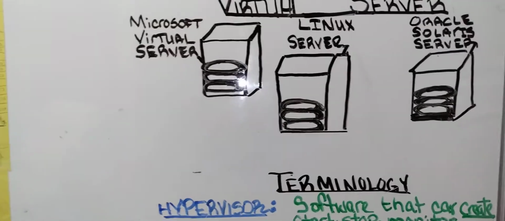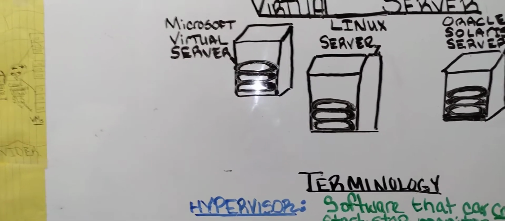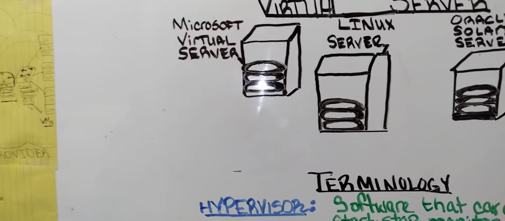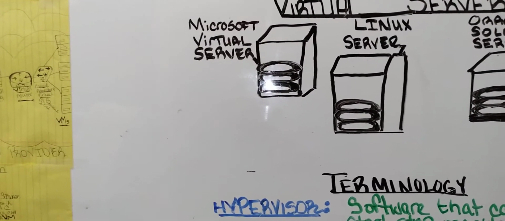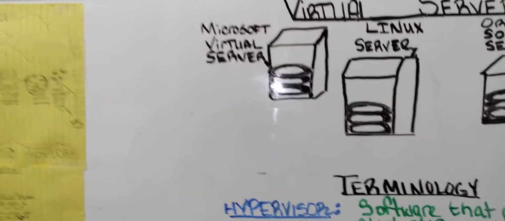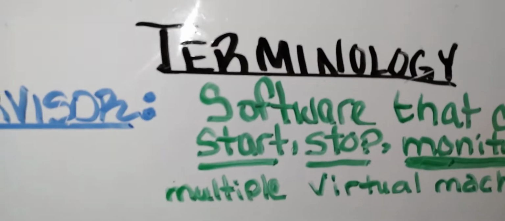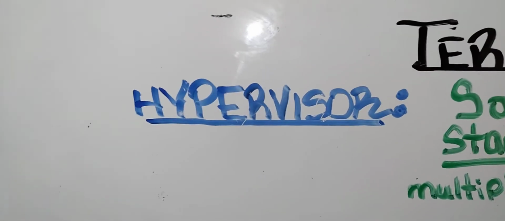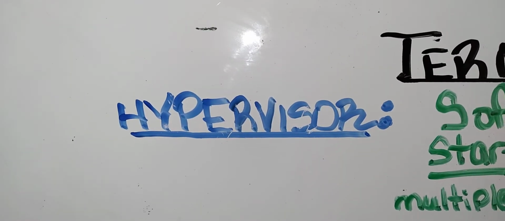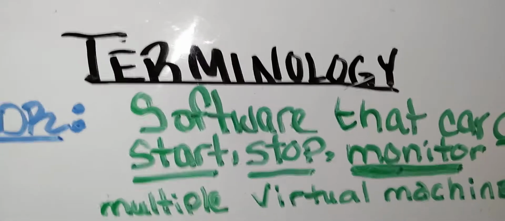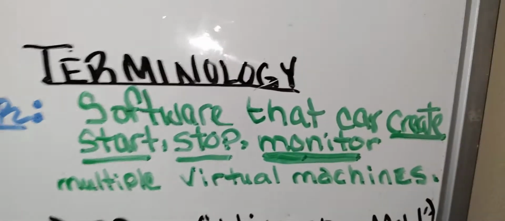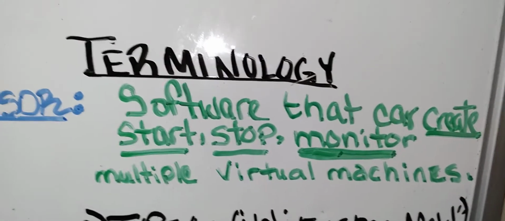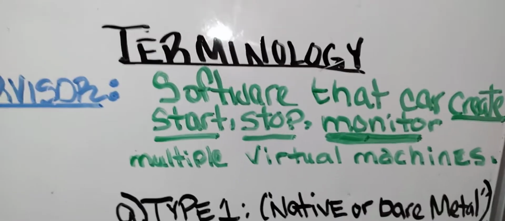And it makes it possible. And what makes that possible is the server that has a virtual machine sitting on top of the operating system. So there is running software called hypervisor. And that's a good terminology to learn to understand the concept of virtual server: hypervisor. Software that can create, start, stop, monitor multiple virtual machines.